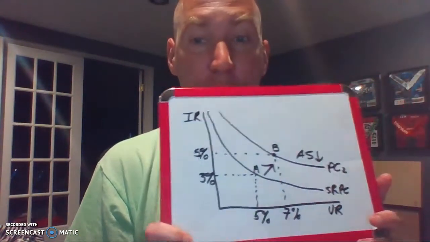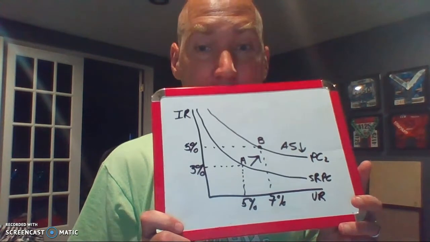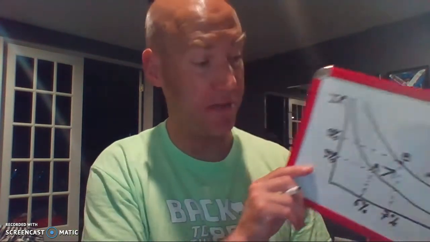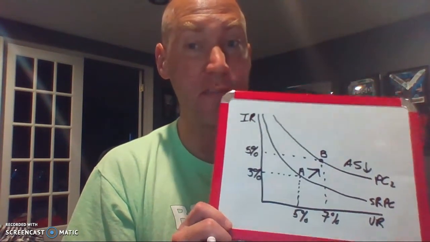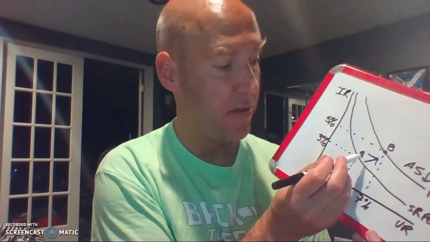When aggregate supply goes down and we end up with higher unemployment and higher inflation, okay, otherwise known as stagflation, the Phillips curve shifts to the right to demonstrate that. Okay, so shifts in supply, aggregate supply going down, Phillips curve shifts to the right. For higher unemployment and higher inflation.